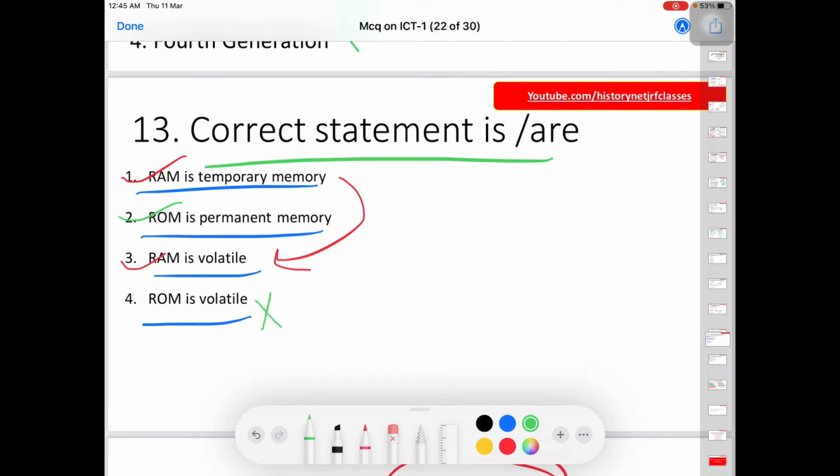ROM is volatile? No, it is non-volatile. Why? Because it is permanent. That is why it is non-volatile. Volatile is something which gets destroyed, and non-volatile is something which doesn't get destroyed. So under RAM, the moment the computer is turned off, whatever data was copied from the hard disk to RAM is deleted. Okay, that is why it is volatile. I hope you have understood it, and please do remember this basic knowledge about RAM and ROM. They are very important for the exam.